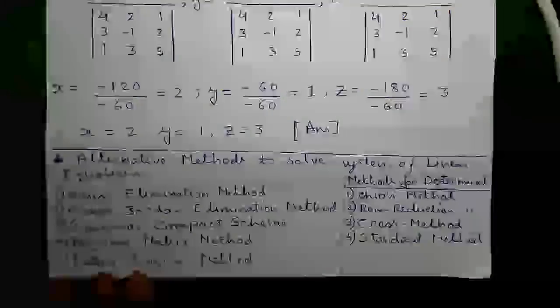And for the value of z, we will find the determinant of this matrix, which is the matrix C. So press left, delete, shift 4 and 5 for matrix C, and press equals to, which is minus 180. So minus 180 divided by the determinant of this matrix, which is minus 60. So z equals positive 3.